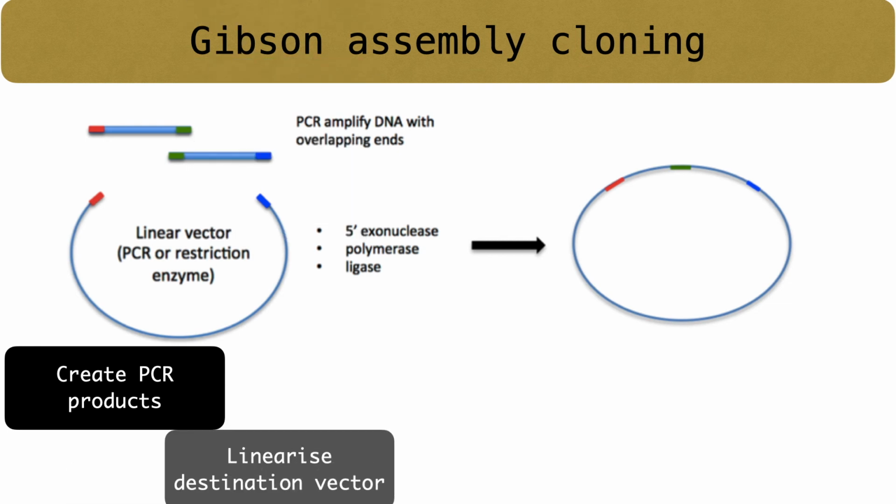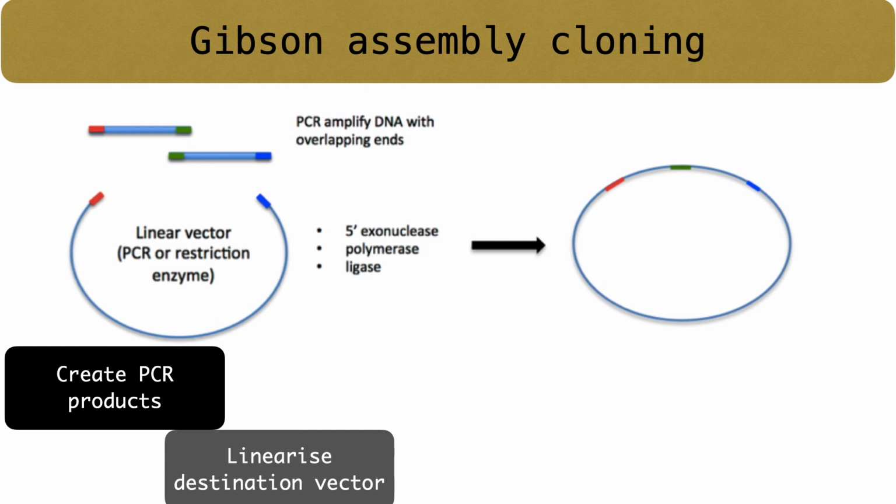After creating PCR products, we have to linearize our destination vector. Here, we can linearize our destination vector either using PCR, or we can use a restriction enzyme to open up our destination vector.